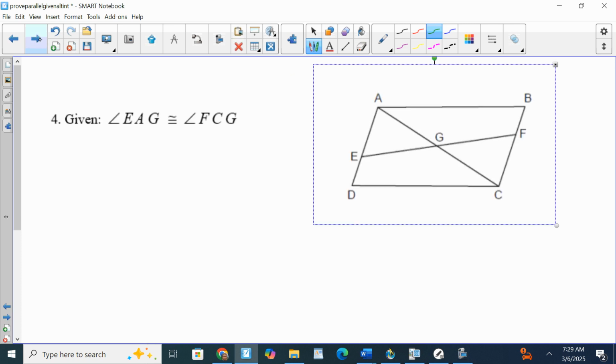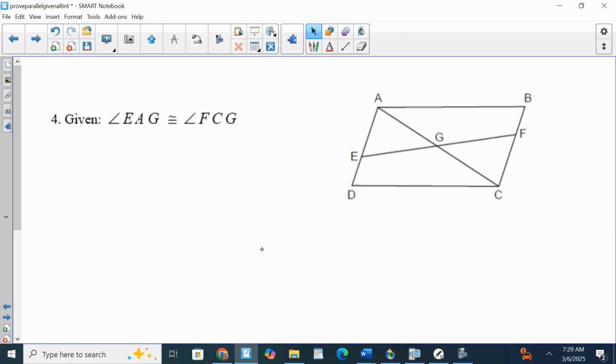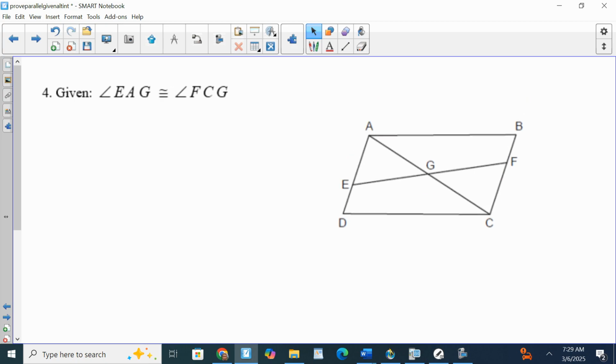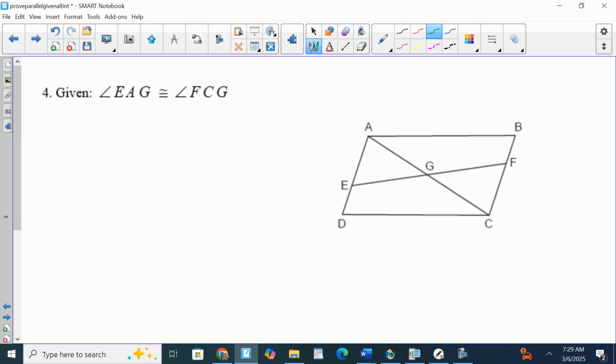Now we kind of get to what we're going to see more in this unit. EAG, FCG. So I need to find my Z, and in order to do that, I'm going to carve these angles out. So this angle is made up of this and this. So I continue until I see my Z. I see my Z. Those are my parallel lines.